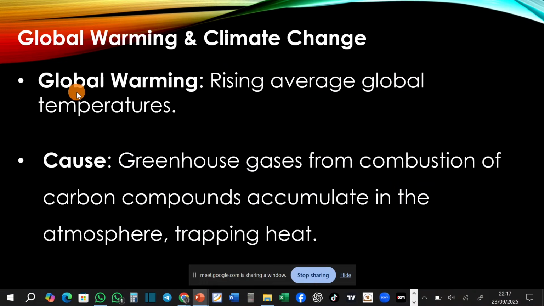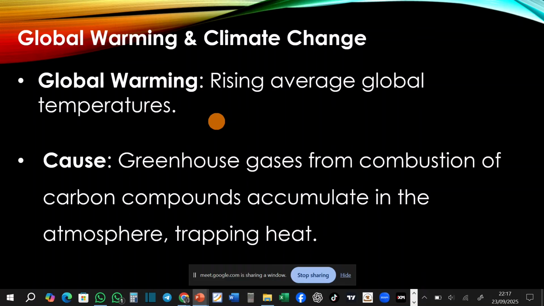Okay, so we are saying global warming. We need to understand what global warming is. Global warming is the rising of the average global temperature. So, in short, it is the heating up of the earth. So one of the effects of chemical industrial activities is global warming. So the earth starts warming.